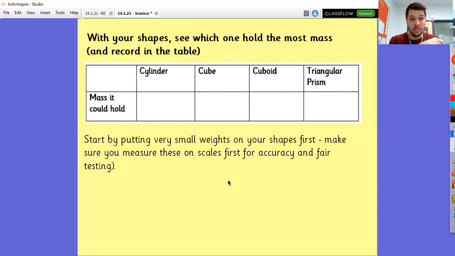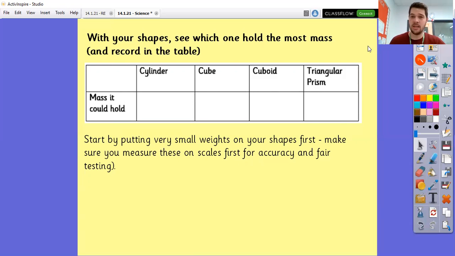So start by putting very small weights, objects with a very small mass on your shapes first. You don't want to put something really heavy on it straight away and crush it, and then you can't use it again to measure anything else. Okay, so work your way up until eventually it cannot take any more mass without breaking. Okay, I look forward to seeing your results.